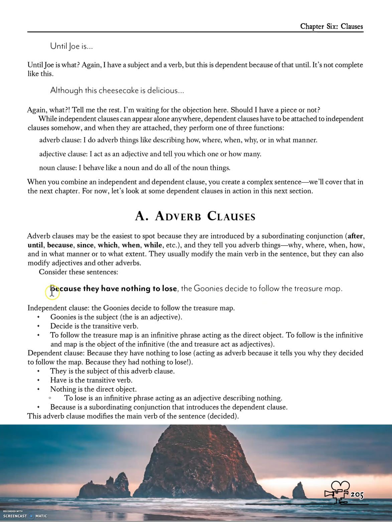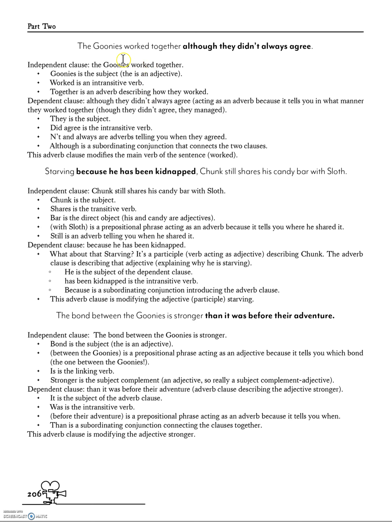Okay. So they have nothing to lose. Because is a subordinating conjunction, and then they have nothing. That's your clause: subject, verb, object. The Goonies, second clause, subject, decide, and then what do they decide? To follow the map. So that whole thing is an infinitive acting as the direct object. So you have a clause, and what is this telling me? Because they have nothing to lose, it tells me why. Why do they decide to follow the map? Because they have nothing to lose. So adverb clauses will answer the question why. They might also tell you how, right? The Goonies work together, although they didn't always agree.